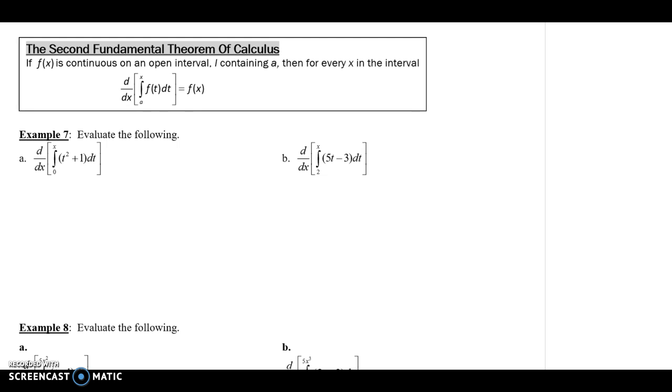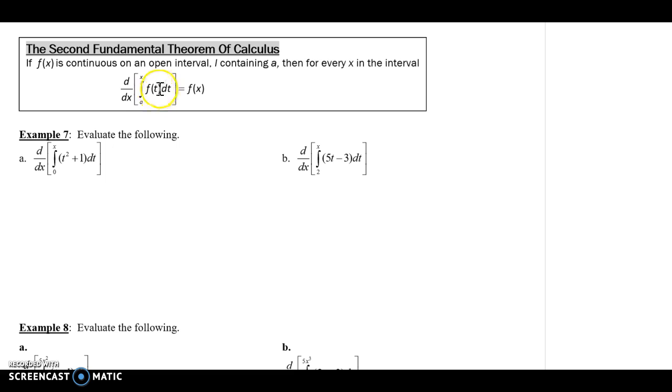Really, what is it saying? It says if f of x is continuous, then the derivative of an integral is essentially the function. We know that adding and subtracting are inverse operations. Square and square root are inverse operations. We also know that about derivatives and integrals. So as long as our function is continuous here, the derivative of an integral is the original function.